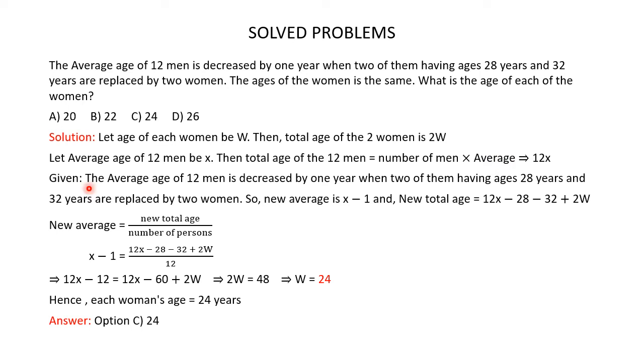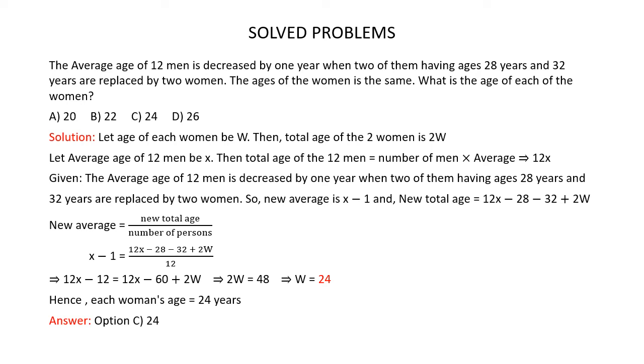The average age of the 12 men is decreased by 1 year when 2 of them having ages 28 years and 32 years are replaced by 2 women. Now we know that the average age of 12 men is X, so the new average will be X minus 1. The total age of 12 men is 12x. Now 2 men are replaced by 2 women. The new total age is 12x minus 28 minus 32 plus 2w.